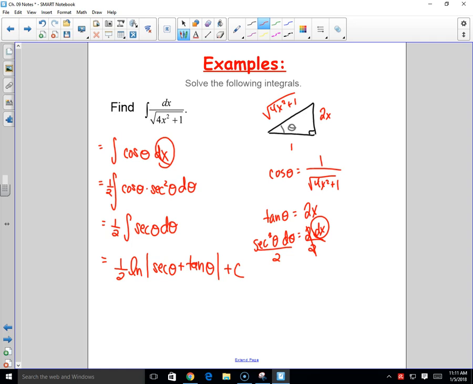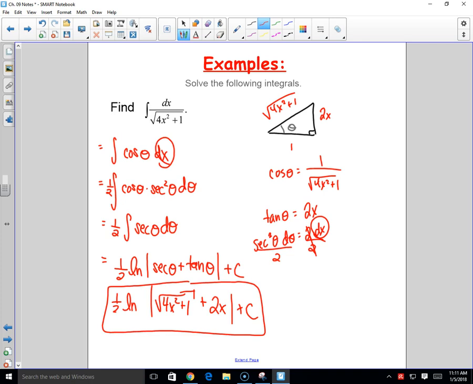Oh, I'm stuck. Wait, I'm done. No. Why? I need it in terms of x. I'm stuck. No, you're not. You have a triangle with opposites and adjacents and hypotenuses. So who is secant? Hypotenuse over adjacent, or cosine flipped. Square root of 4x squared plus 1, hypotenuse over adjacent. Plus tangent, 2x. We already know him. That's 2x. That was the original expression. Why, yes, indeed it was.